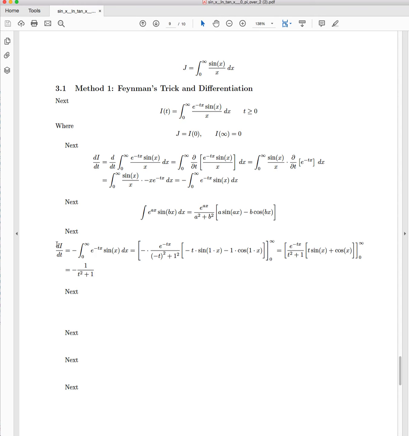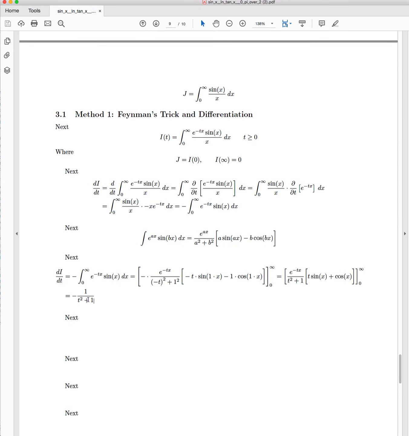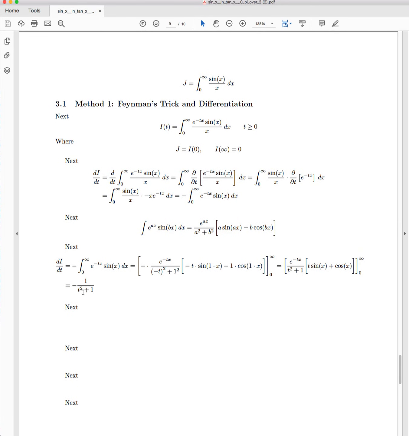Okay, so that's what I was talking about when I was saying before. By changing the integrand and applying an operator, i.e. in this case differentiation, we then evaluate the integral under this transformation, and we get a result. So this isn't the result for I of t, obviously. This is the result for dI/dt, but we can very easily integrate this to get I of t, and that's the beauty of Feynman's trick.